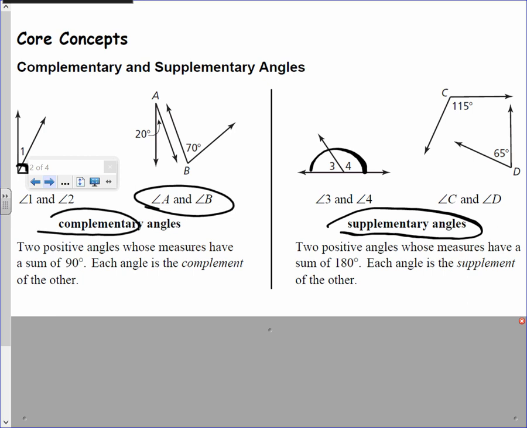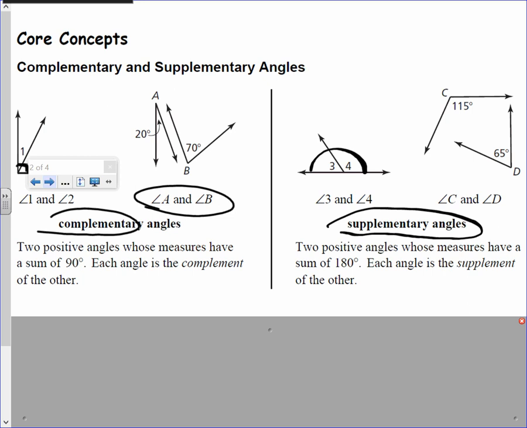How about them? Look at two separate angles. Angle C and D, they're floating off in space. They're not connected. They're not adjacent, but they do add up to still be 180. Look, 115 plus 65 is 180 degrees. So that's all supplementary means, is they add up to be 180.